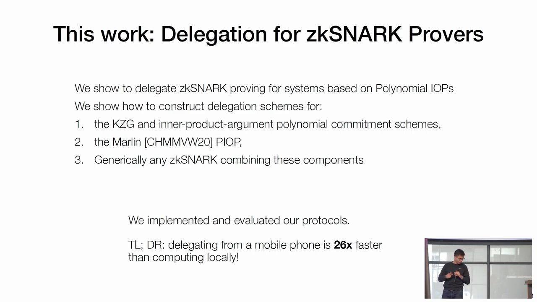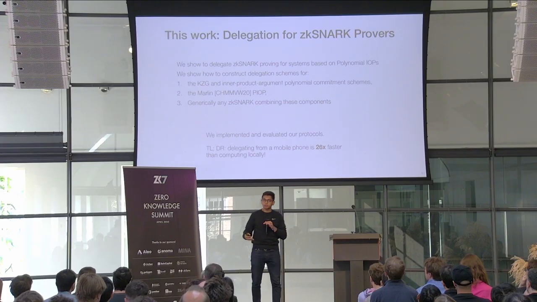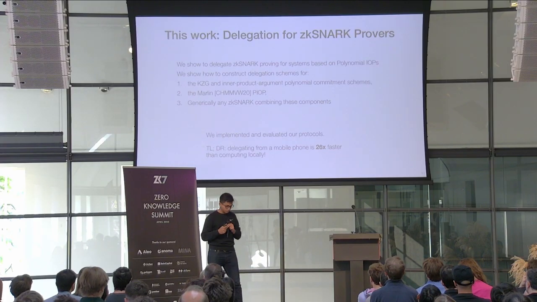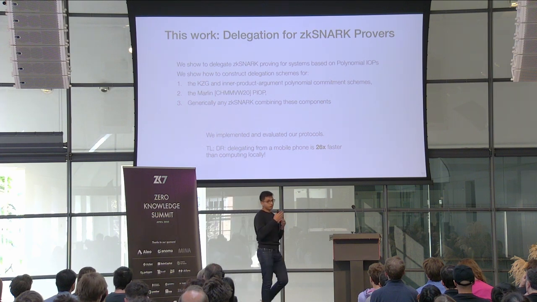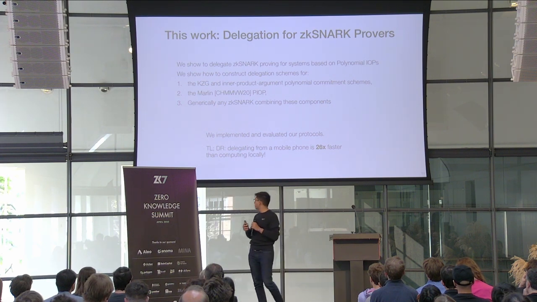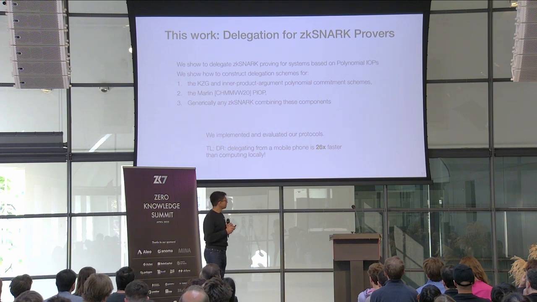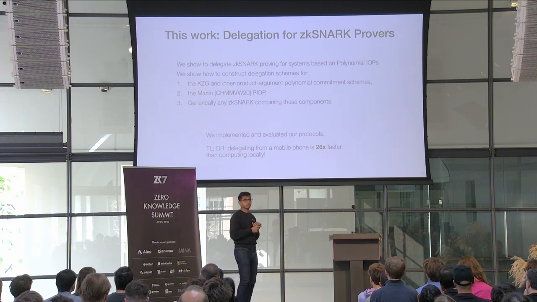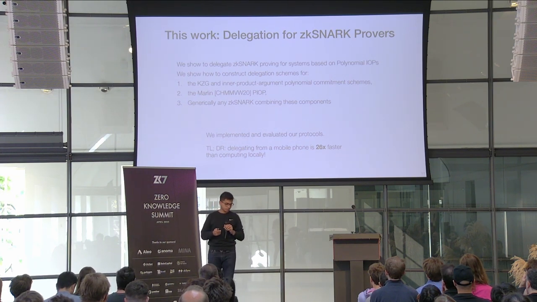It'd be kind of disappointing to say, okay, I'm done with the proof. So we actually implemented and evaluated our protocols, and we have a bunch of metrics that we'll talk about at the end of the paper. But the TLDR is that when you're delegating from your phone to this cloud server, generating the proof end-to-end takes 26x less time, right? So that 140 seconds becomes like 5 seconds, so it's maybe more reasonable, if I have my math correct. Okay.